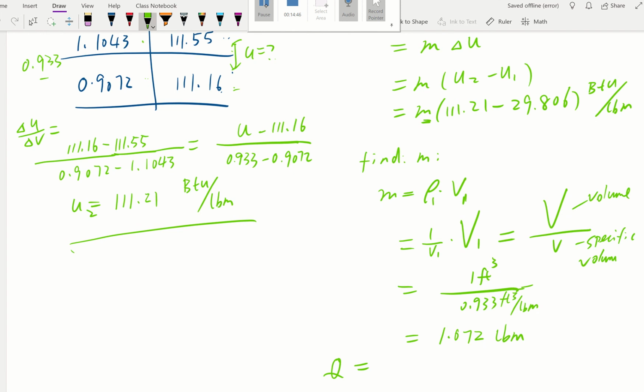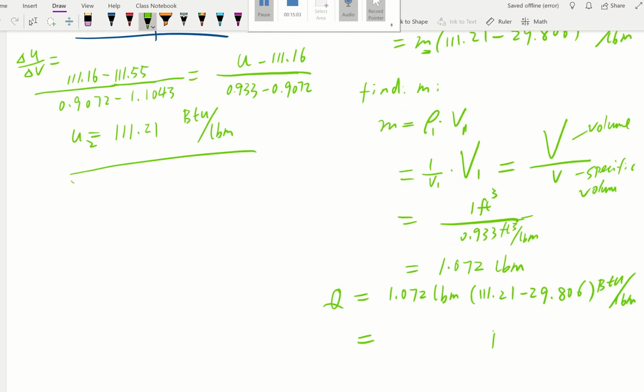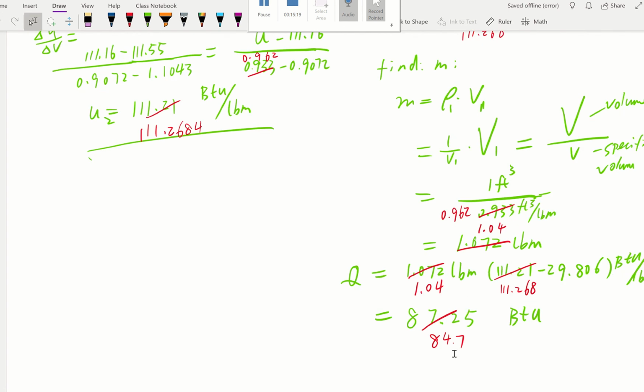The heat transfer is going to be equal to mass 1.072 pound mass times 111.21 minus 29.806 BTU per pound mass. That will give us the unit for the heat transfer as BTU. Let's pause, see what we got. So final answer I have here is 87.25. All right, so I got 87.25 and I look at the answer is 84.7. I know there's something I did wrong.